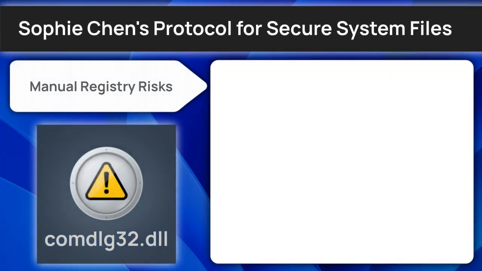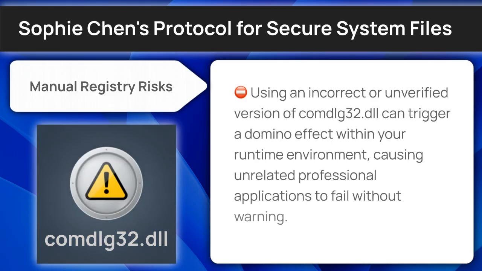To prevent any secondary issues, I recommend a cautious approach to downloading individual system files. It is critical to avoid the manual installation of the Common Dialog 32.dll unless you are following a verified engineering protocol, as a single directory error can prevent your OS from booting and result in significant data loss.